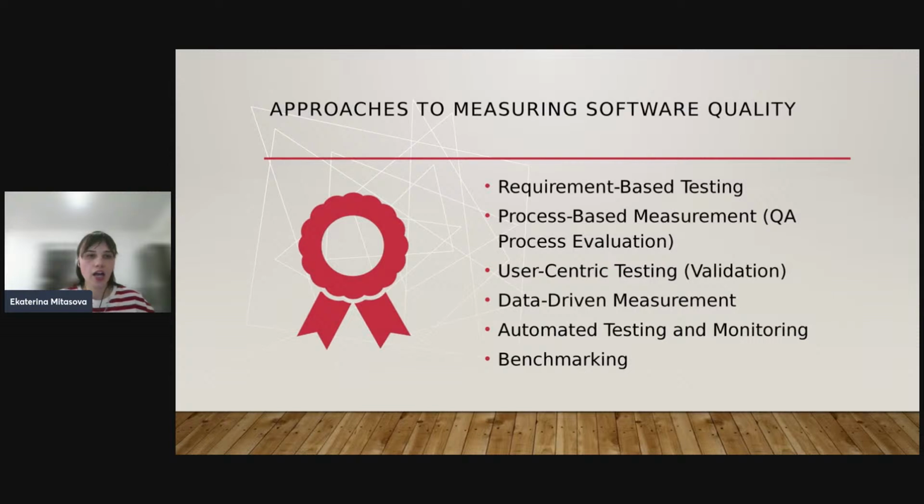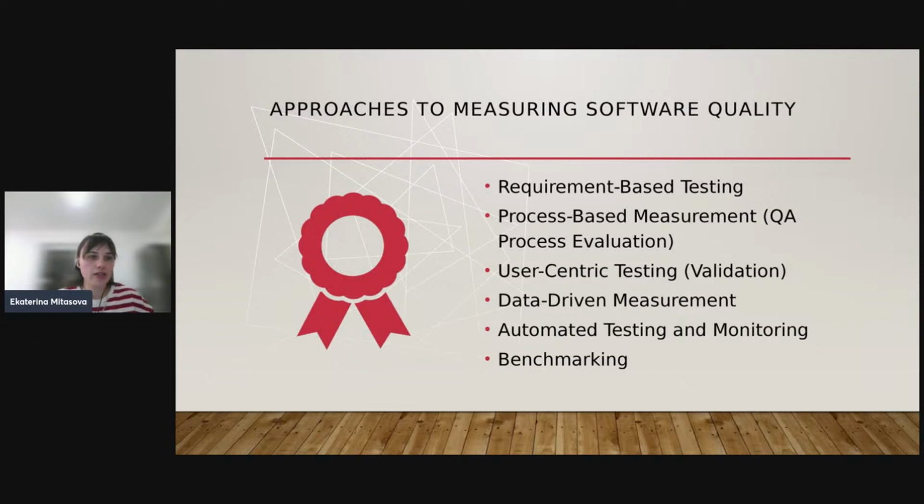User-centric testing, also referred to as validation. It assesses quality based on user experience and satisfaction. For example, we can collect feedback through surveys, usability testing, and monitor task success rates. Such an example can be tracking session duration and error rates during usability testing for some, let's say, e-commerce application.